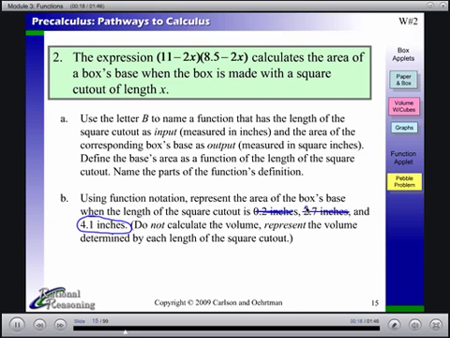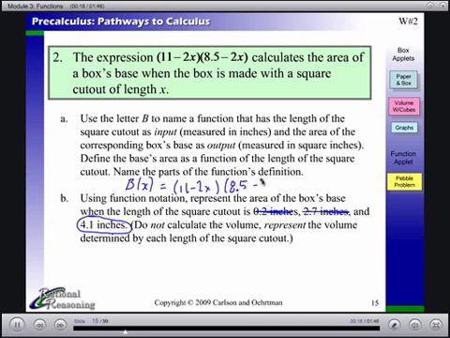What's the input? What symbol do we use for the input? X is the length of the square cutout. So if the name is B and the input is X, our function is called B of X. What's the rule that will give us the area of the base? Length times width, and you just write what they wrote up there.